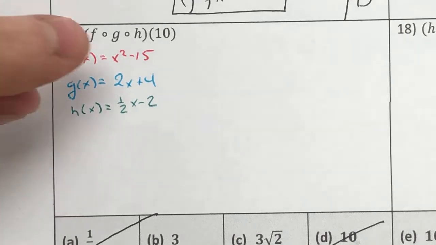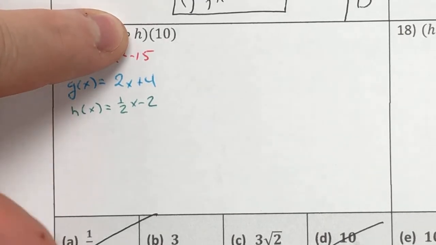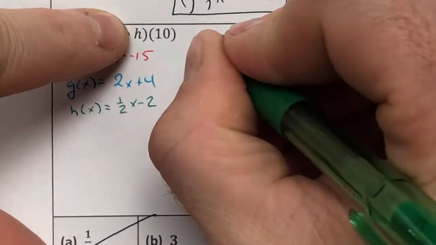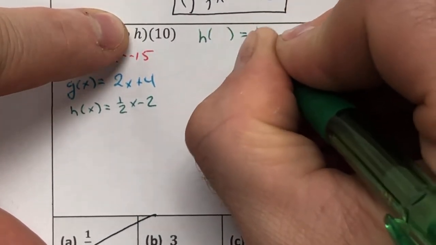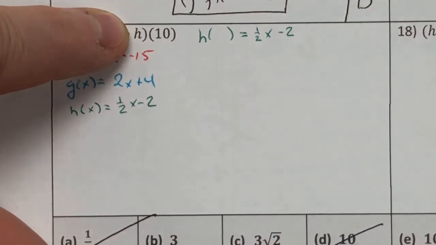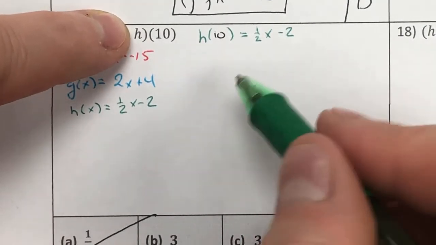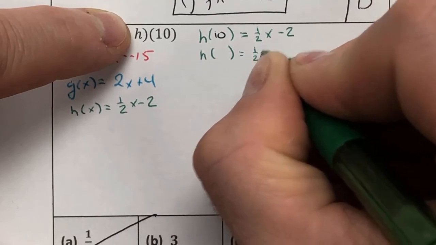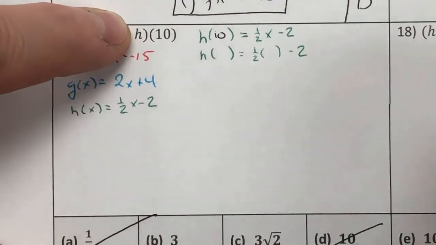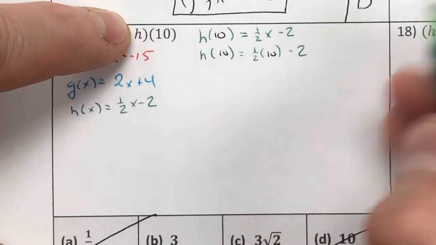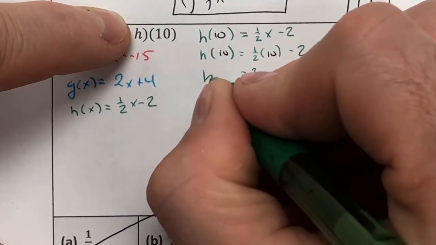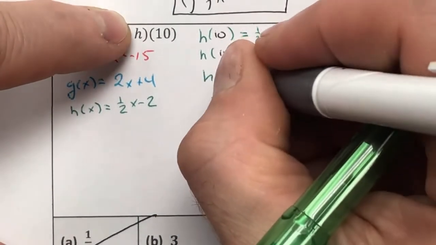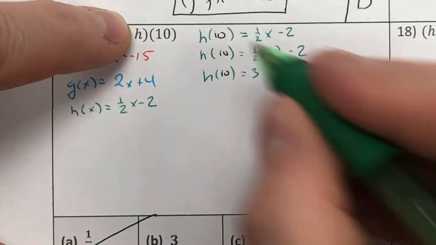Okay. So we're going to read this from right to left. I'm plugging 10 into H. I'm going to take my green and say H of 10, 1/2 x minus 2. Then I'm going to accelerate this a little bit in the way that we write it, so I'm not going to write out every little piece. H of 10 is 1/2 of 10 minus 2. Half of 10 is 5, minus 2 is 3. So H of 10 is 3.